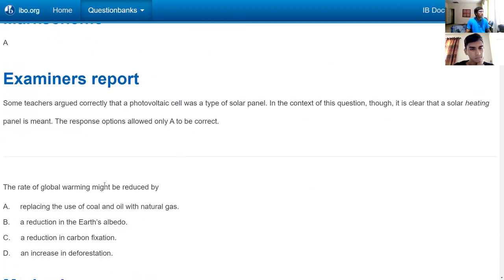Okay. Anyways, the rate of global warming might be reduced by... Replacing coal or oil with natural gas would... That doesn't really seem to do anything. A reduction in albedo, meaning less is reflected, wouldn't work either. That would only make it worse, right? A reduction in carbon fixation. Carbon fixation is what plants do when they absorb carbon dioxide and release oxygen. So if you reduce carbon fixation, then you have more carbon dioxide in the atmosphere. So that doesn't seem to help either. An increase in deforestation doesn't seem to help either, because if you increase deforestation, then you don't have as many carbon sinks.